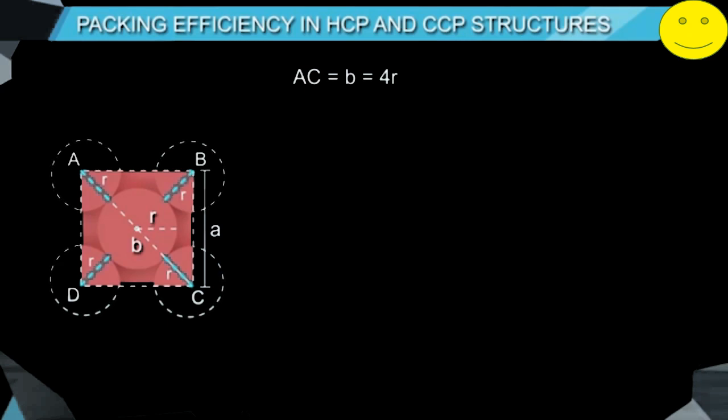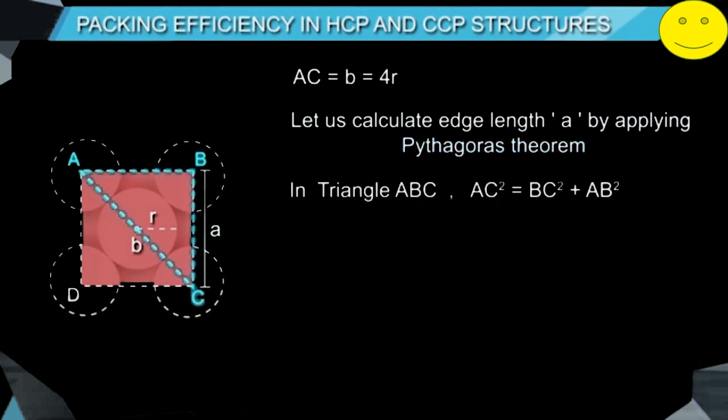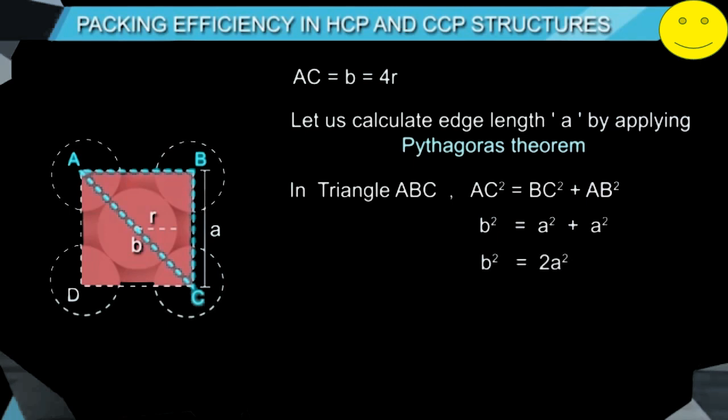Packing efficiency in HCP and CCP structure. Face-centered unit cell. Let us calculate the packing efficiency in CCP structure. Cubic close packing is same as face-centered cubic packing. In this type of arrangement, the particles are touching one another along the face diagonally.